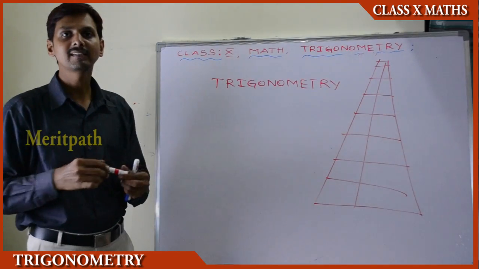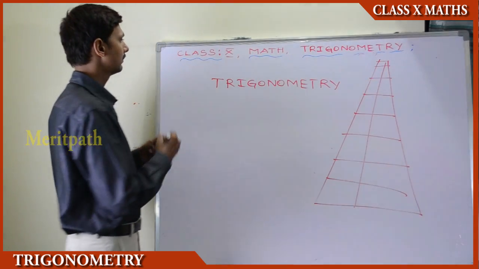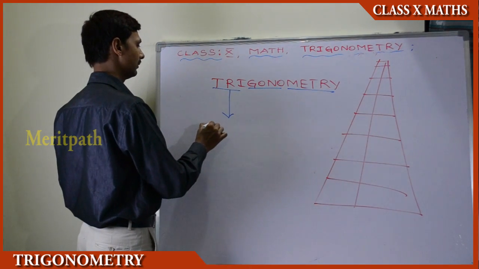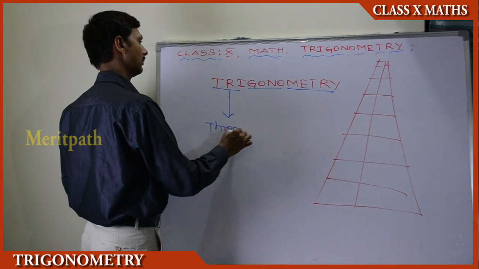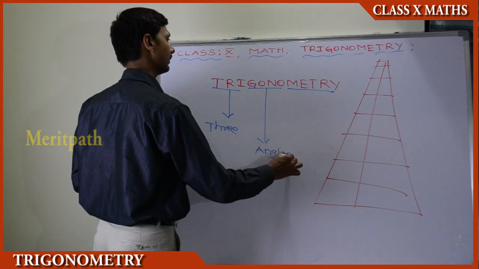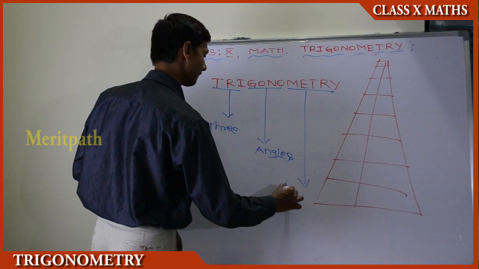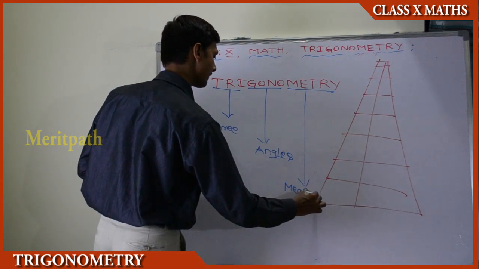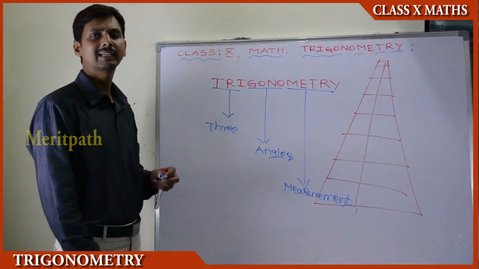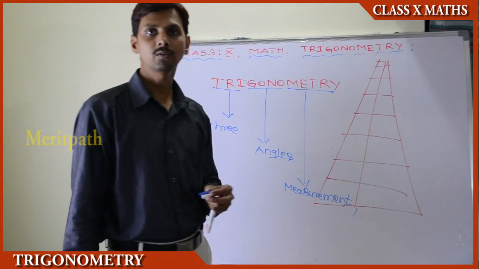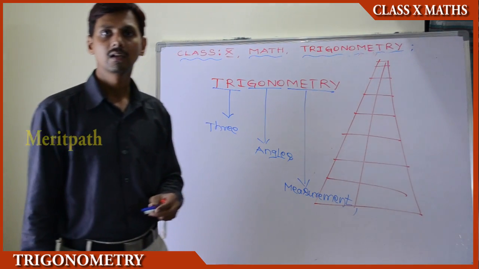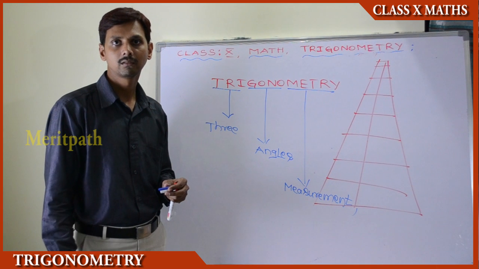Trigonometry is a Greek word. Tri is three, gono is angles, metry is measurement. Three angles measurement. We get three angles in a triangle. So, three angles measurement in a triangle is called trigonometry.